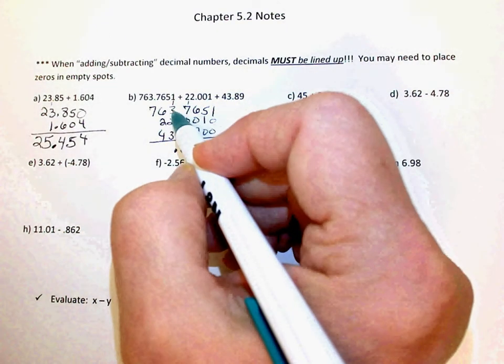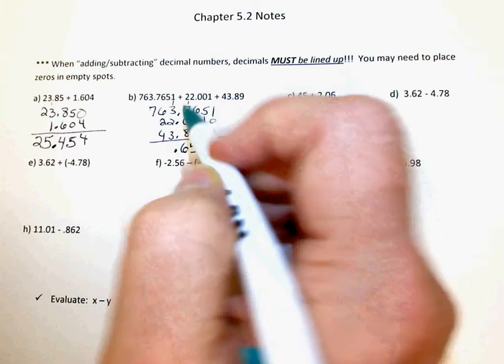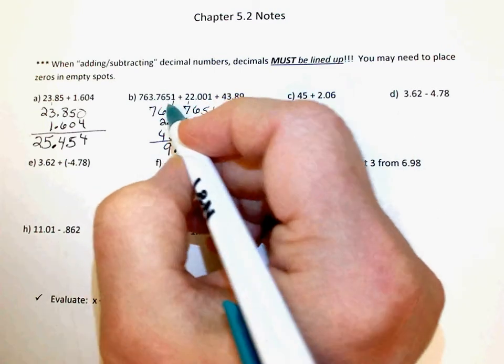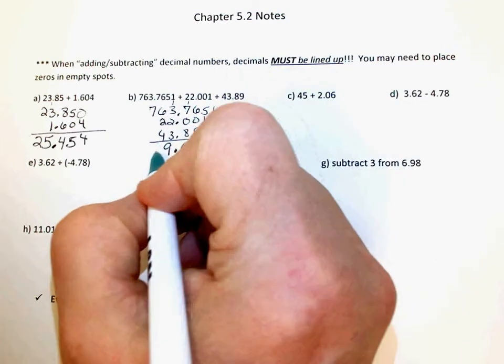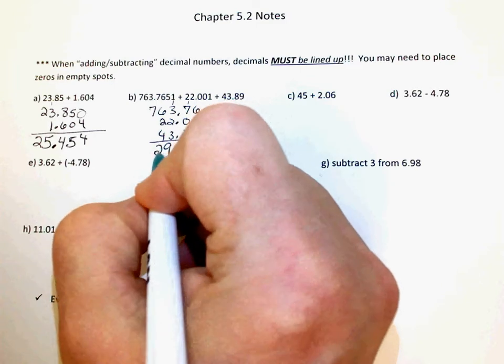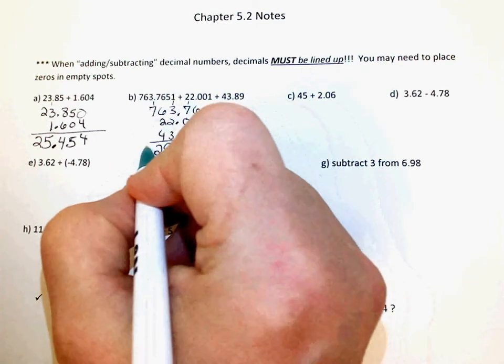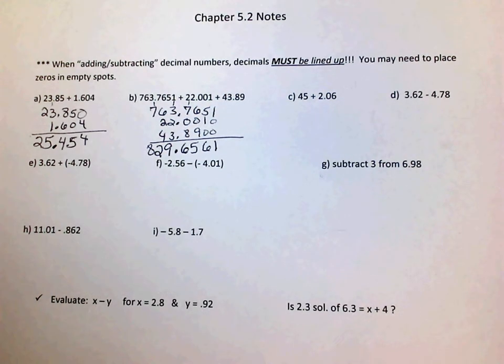So that's 4, 5, 6, 7, 8, 9. And then 6 plus 2 is 8, plus 4 more is 12. Carry 1, and that gives us 800. 829.6561.